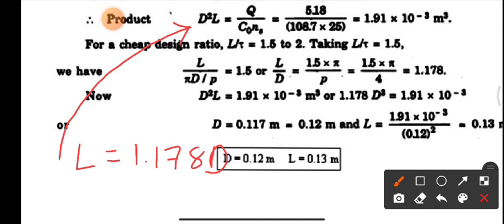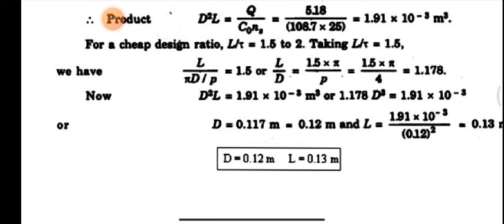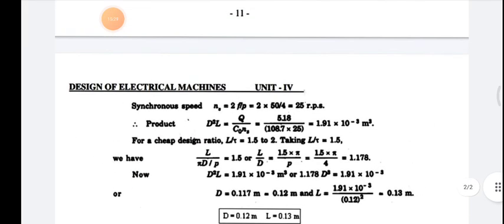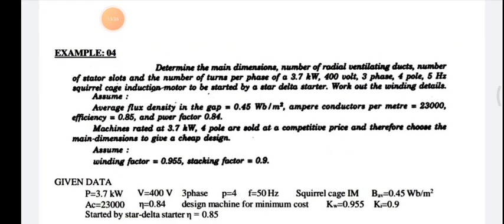Now where will we use this relation? We will use this in the equation D square L. We will put the value 1.178 D in place of L, right? So we will get the value of D. And after getting the value of D, we will place the value of D over here, and we will get the value of L as well, right? So this was a small numerical based on our theory, and we have seen how to calculate the value of D as well as L, right?